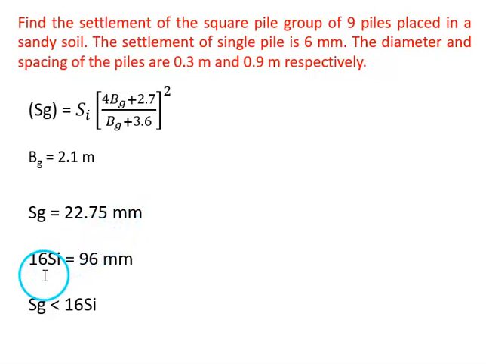Then we should find the value of 16 times that of the settlement of single pile, which is coming as 96 mm. So that now we can say whether it is less than or greater than 16 times Si. So here settlement of pile group, which is 22.75, is less than 16 times the settlement of single pile. So it is safe.